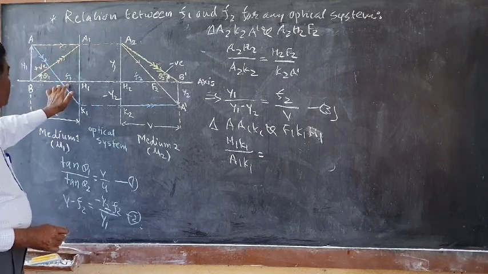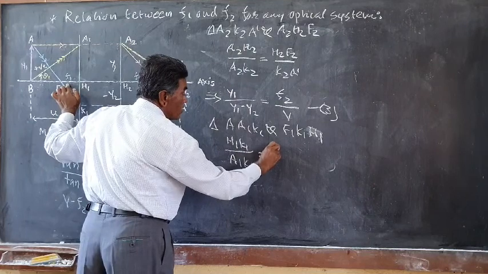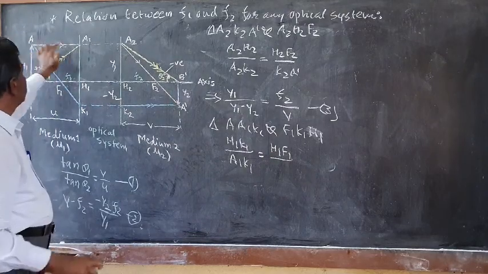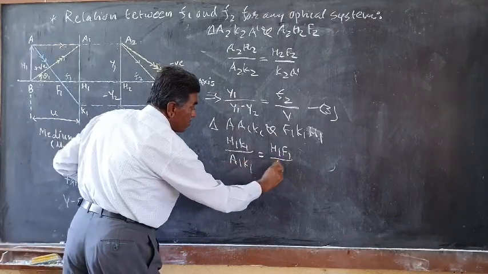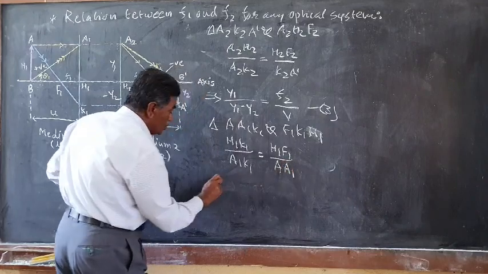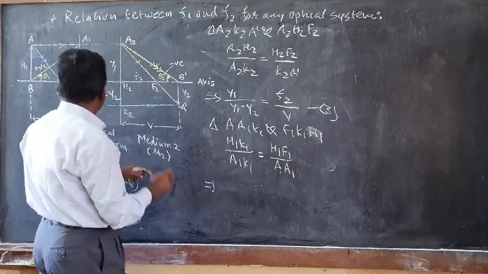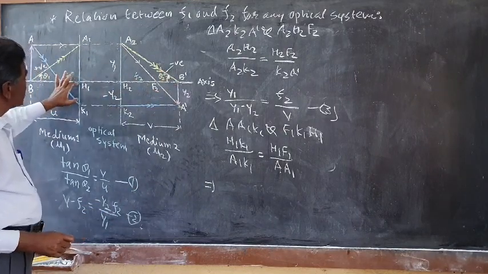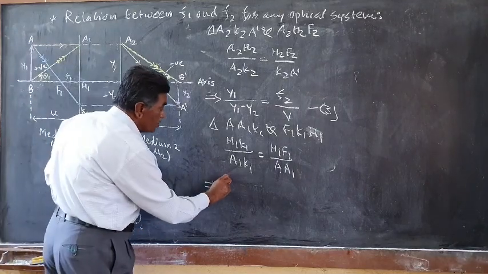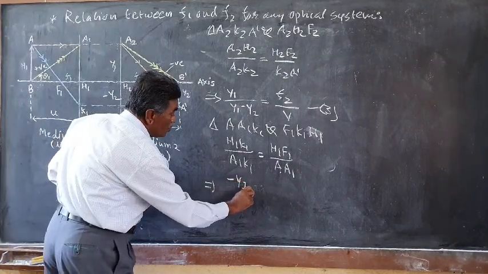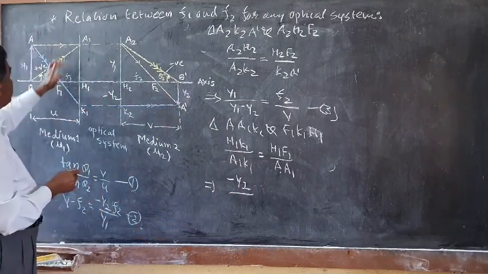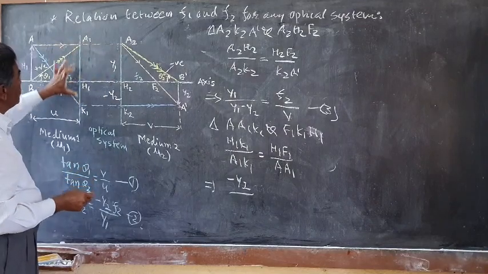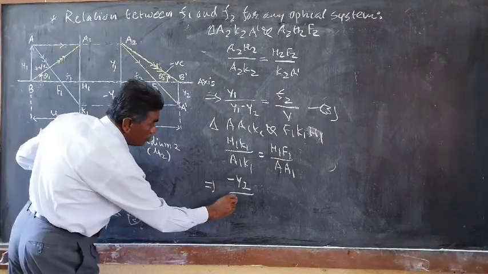It is equal to H1 F1 divided by this side AA1. Now using the sign conventions we can write H1 K1. H1 K1 is nothing but y2, and it has a negative sign because it lies below the principal axis. So we get minus y2 divided by A1 K1. This A1 K1 is y1 minus y2 as usual. We are getting A1 K1 equal to y1 minus y2.